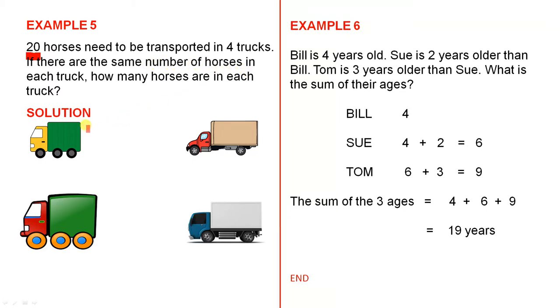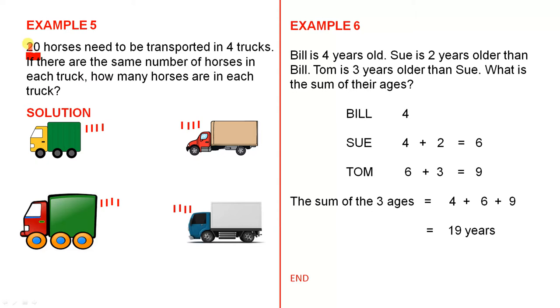So if we look at this truck here, let's say we have 1, 1, 1, and 1. So here we have 1 horse in each truck. That's only a total of 4. Remember, we have to have a total of 20. So we put another 1 in each truck. So this, say we load them up one at a time. Now we have 2 in each truck for a total of 8. Then we put 3 in each truck. That gives us a total of 12. Then we put 4 in each truck. That gives us a total of 16.